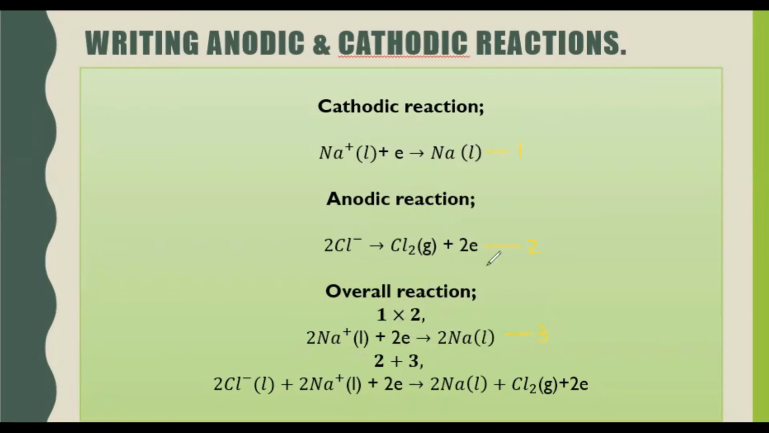Now I am going to add the second equation and the third equation. The ones on the left hand side, Cl minus and Na plus and 2 electrons will come this side. And the ones on the right hand side, that is 2 sodium and chlorine gas and 2 electrons will come on this side. Then this side also there is 2 electrons, this side also there is 2 electrons. What will happen? These 2 electrons will get cancelled. Then you will get the final reaction as 2 Cl minus plus 2 Na plus gives 2 sodium and releases chlorine gas.